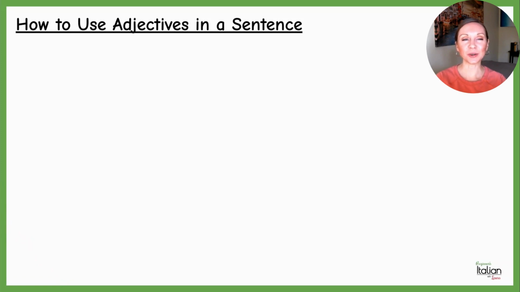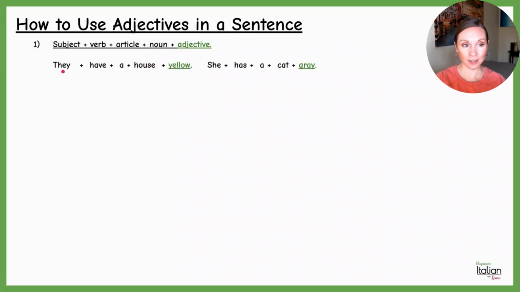Okay, how to use adjectives in a sentence. So we have two different ways that I'm going to go over here. First, we have our subject plus verb plus article plus noun plus adjective. Okay, that sounds like a lot, but when you see it as an example, it looks like this.